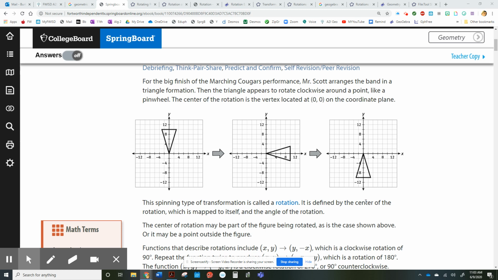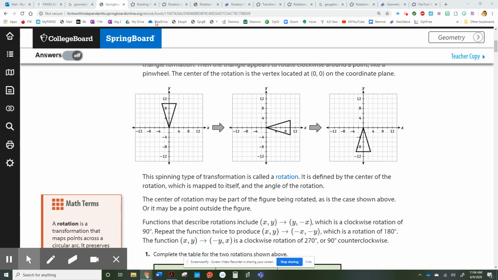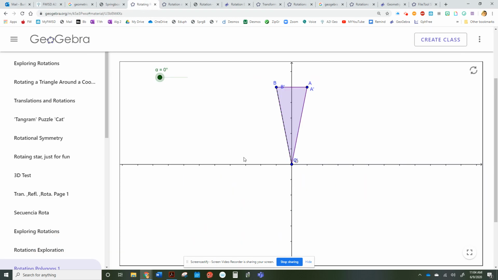It says it is defined by the center of rotation, which is mapping to itself, and the angle of rotation. So, we already read that. The center of rotation may be part of the figure being rotated, as in the case above, but it does not have to be. You'll see here in a minute, we will take a figure and rotate it, and it will not be at the center of rotation. So before we go any further, I want to talk to you about these points. I want to show you this type of rotation right here.